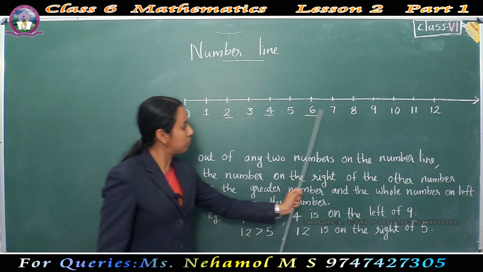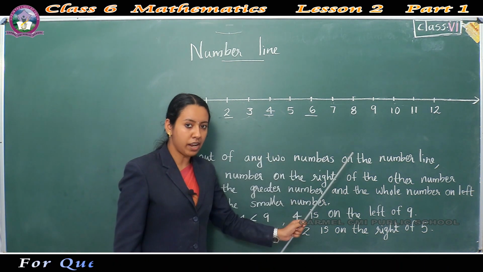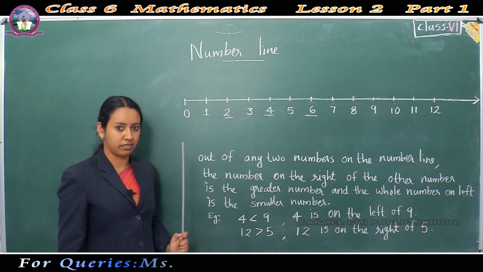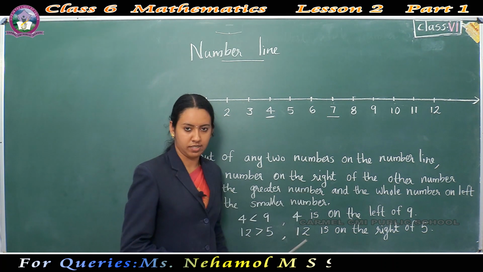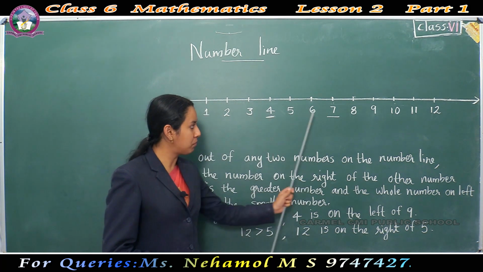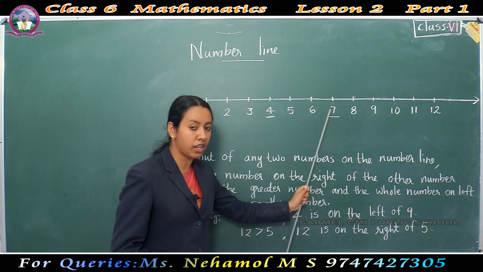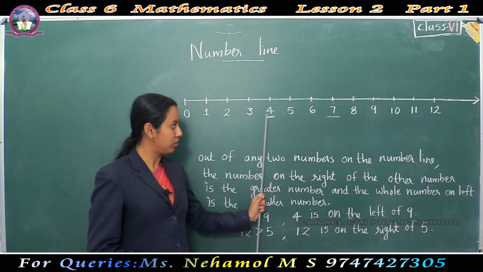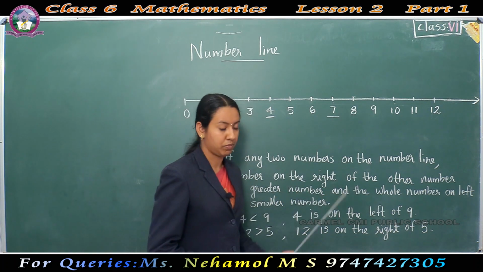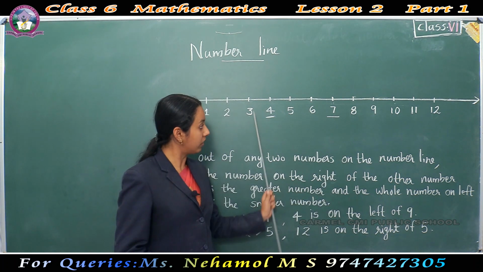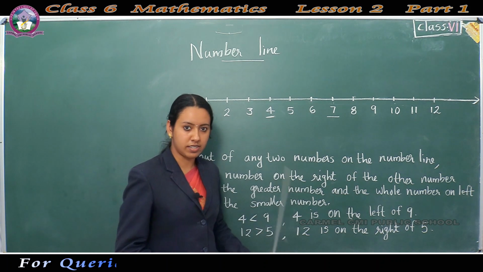Also, every number on the number line has its successor on the right side and predecessor on the left side. Now, consider the numbers 4 and 7. We can see that the number 7 is on the right of 4 and 7 is greater than 4. Now consider the numbers 6 and 8. 8 also lies on the right side of 6 and 8 is greater than 6.